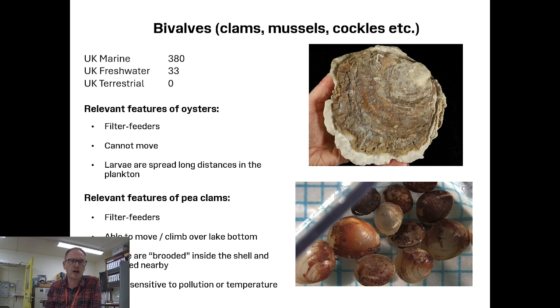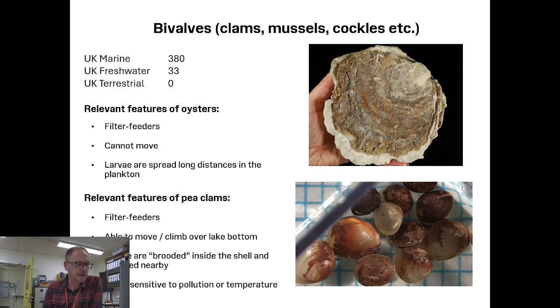The oysters can't move, they attach themselves to a hard surface and that's it for life then. However, for a short phase of their life, when they're larvae, they're spread potentially quite long distances, hundreds of kilometres sometimes, in the plankton which floats at the surface of the sea. They live in the sea.